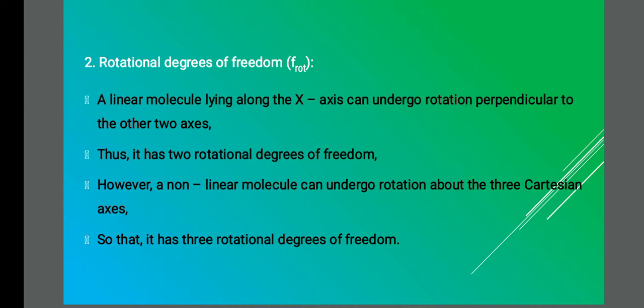If you take a linear molecule, it will have two rotational degrees of freedom. If you take a non-linear molecule, it has three Cartesian axes, so it has three rotational degrees of freedom. A linear molecule has only two rotational degrees of freedom, but a non-linear molecule has three rotational degrees of freedom. Is it okay? I'll go with the next one.